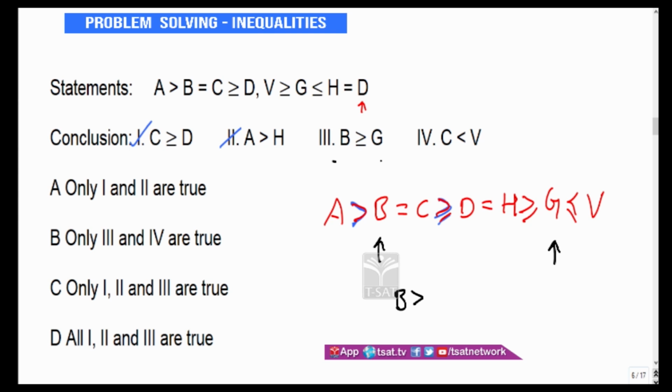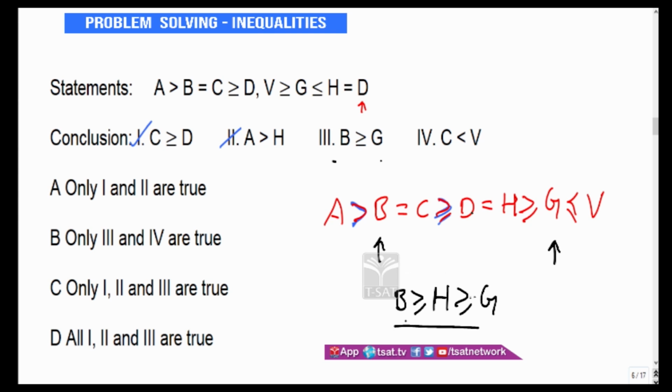So B is greater than or equal to D. In place of D I can write H. Why can I write H? Because D is equal to H. So directly I can write H here. Now I can see that after H it is greater than or equal to G. So even if the equal is there, you just ignore it, it doesn't matter. But now you see that in this particular statement, B is greater than or equal to H, H is greater than or equal to G.